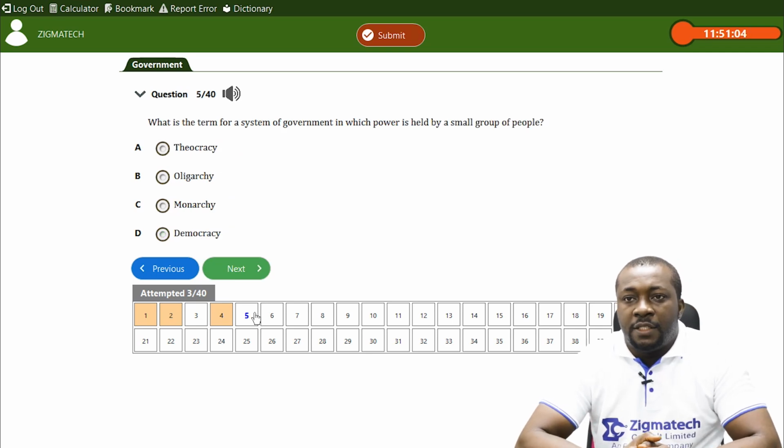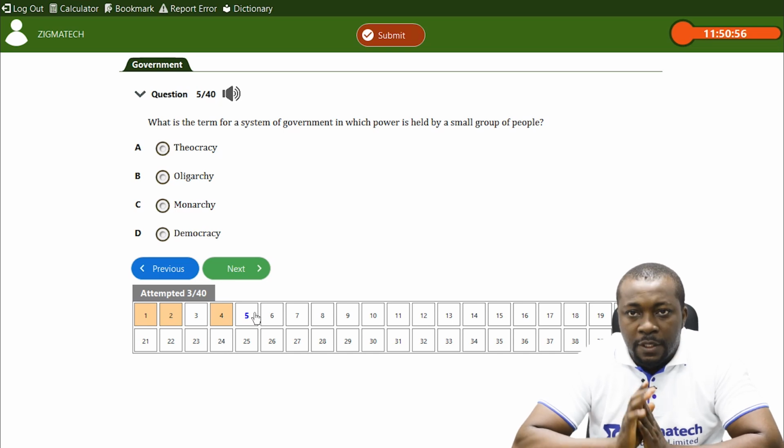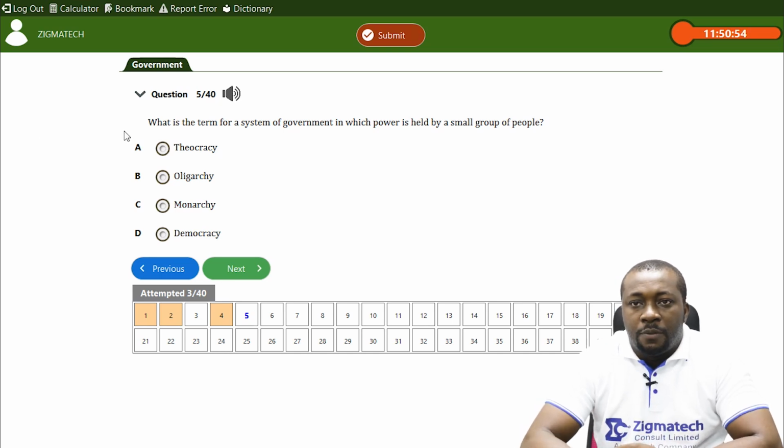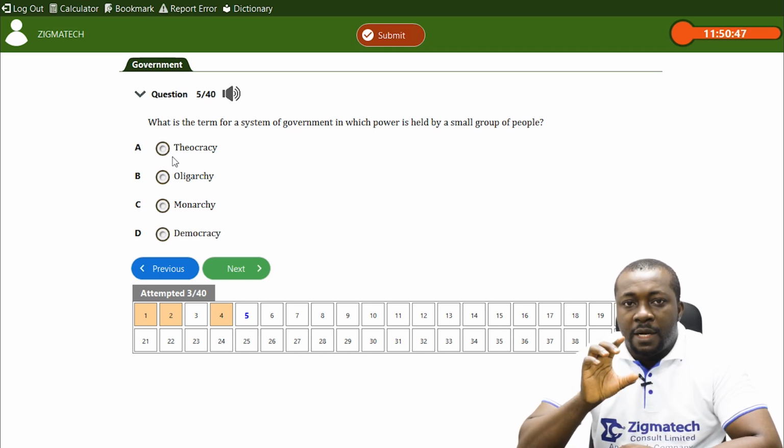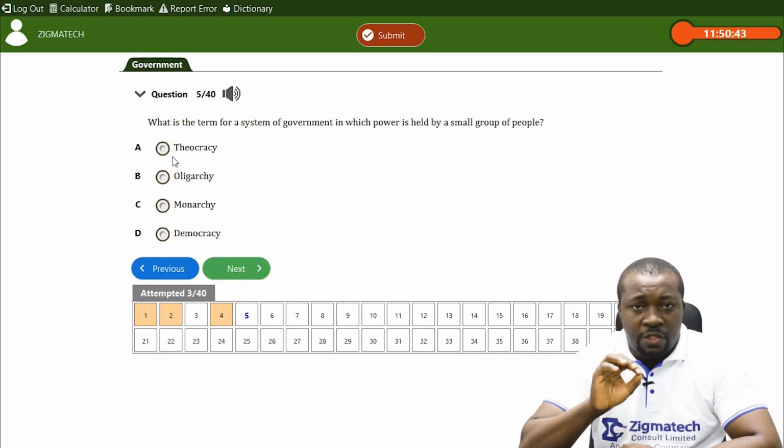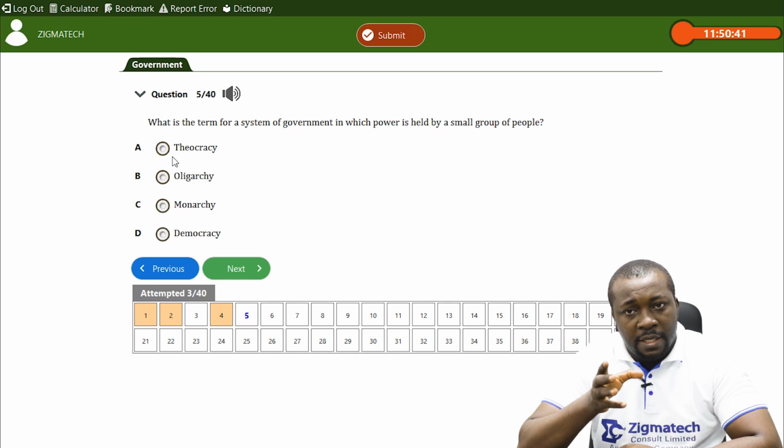What is the term for a system of government? That's question five. What is the term for a system of government in which power is held by a small group of people? Now let's look at the options. Option A, theocracy. Theocracy is a form of government where religious power and political power are combined.